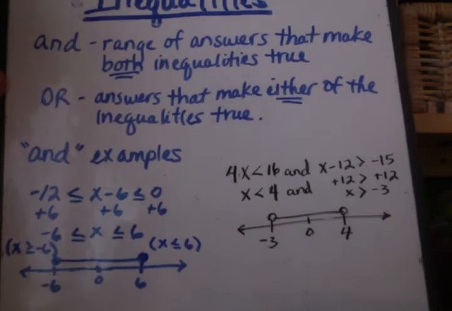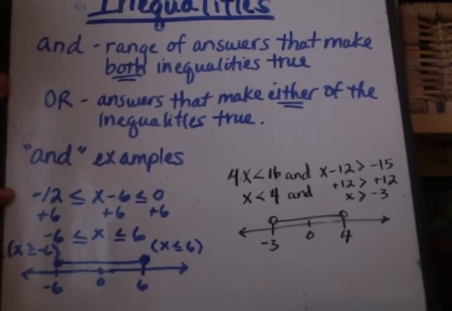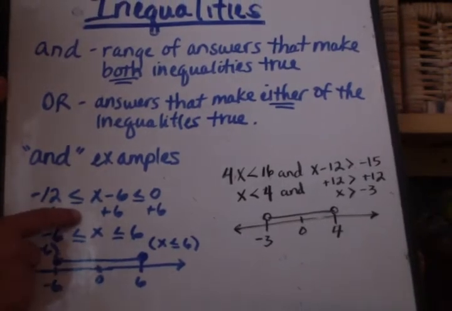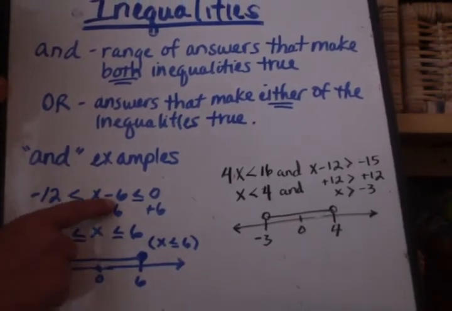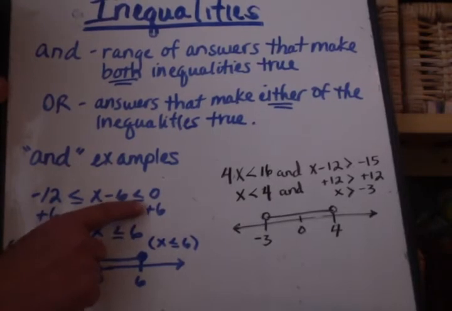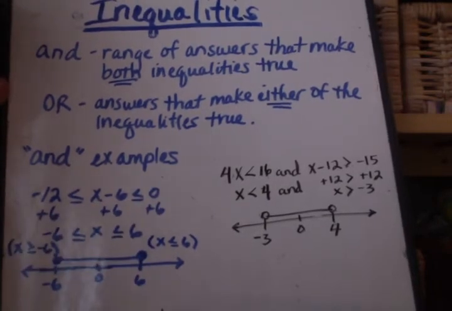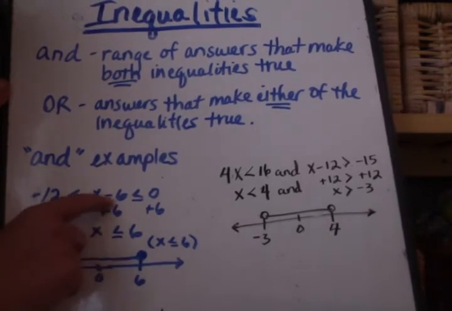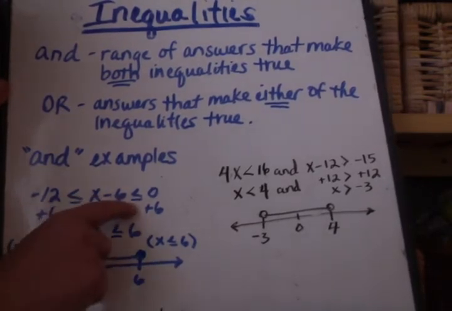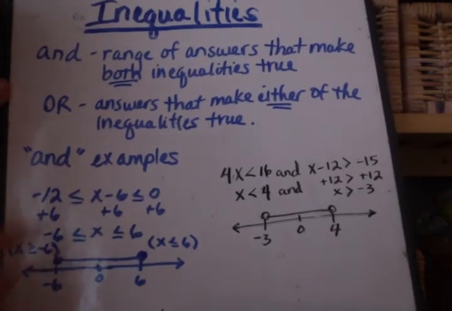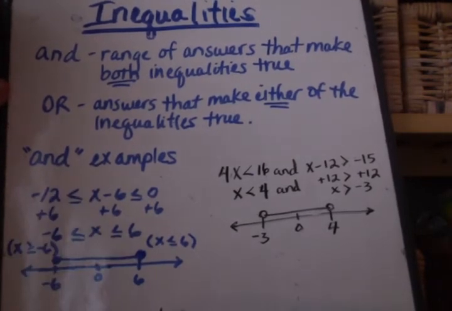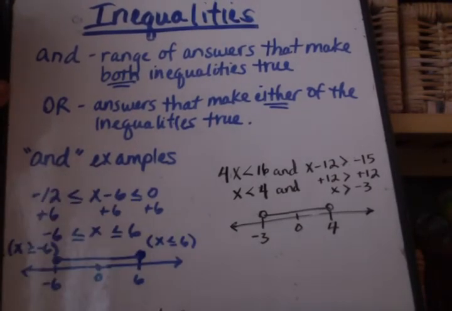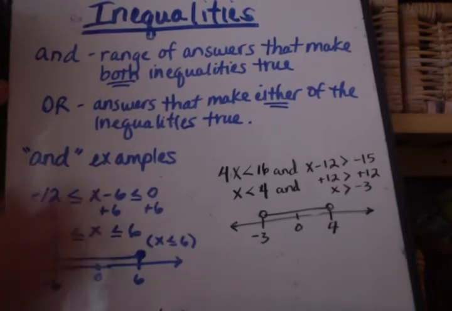operation. The first one here is negative 12 is less than or equal to x minus 6, which is less than or equal to 0. All right, so let me read that again. Negative 12 is less than or equal to x minus 6, which is less than or equal to 0. So this might be the first time you've seen it: an equation broken up into three pieces instead of just two. There's two different signs here.